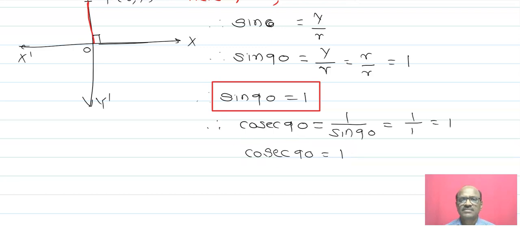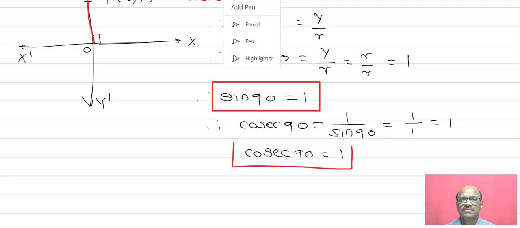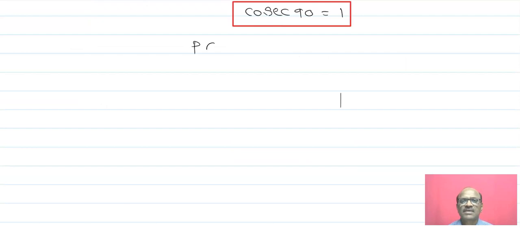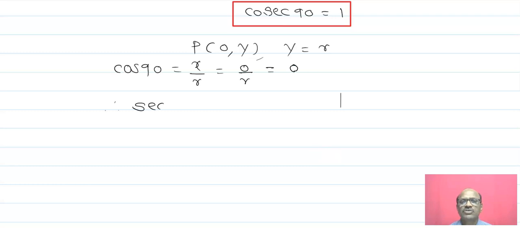Now the next, point P is (0, y), y is equal to r, cos of 90 is x upon r, that is equal to 0 upon r, and that's why cos 90 is 0. But what about sec 90? It is 1 upon cos 90, that is 1 upon 0, which is not defined.